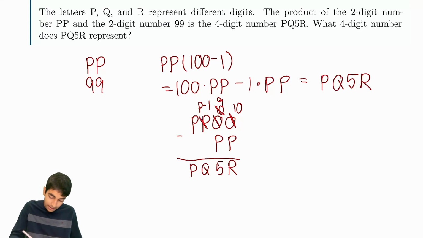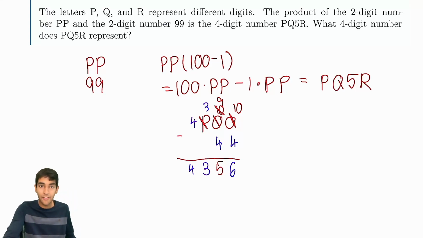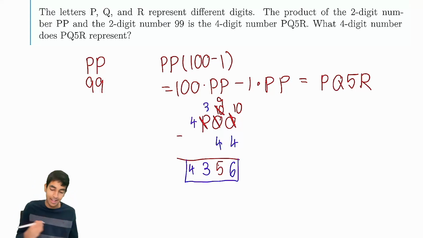And now we have 9 minus P is 5. So P has to be 4. And then here we also have 4, because P is the same everywhere. So that makes R 6. And we have P is 4, so we know this thingy is 3. And this P over here is 4, and this P over here also has to be 4. And similarly, Q is also 4. And therefore, we see our answer, PQ5R, is just 4, 3, 5, 6.